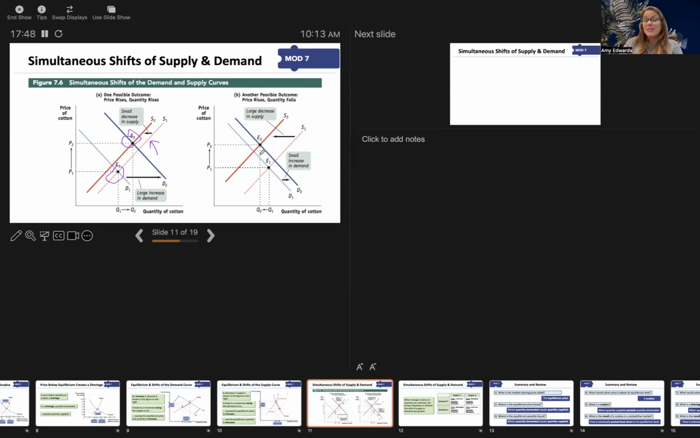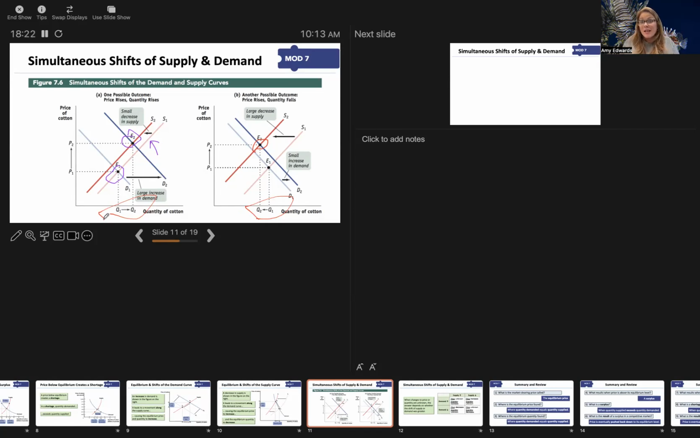Well, now look what happens to this equilibrium. Price still goes up, but the big difference is right here. When demand is increasing at a much faster rate than the decrease in supply, we're going to have an increase in both price and quantity. However, when we have a huge decrease in supply and just a little increase in demand, price is still going to go up, but quantity is going to go down.